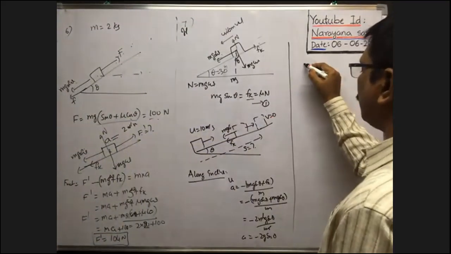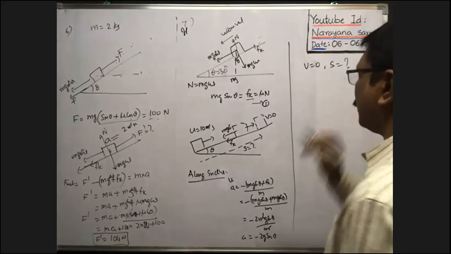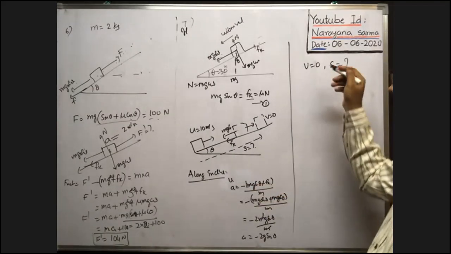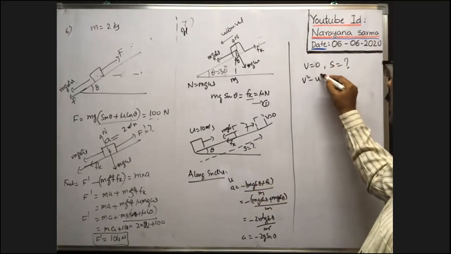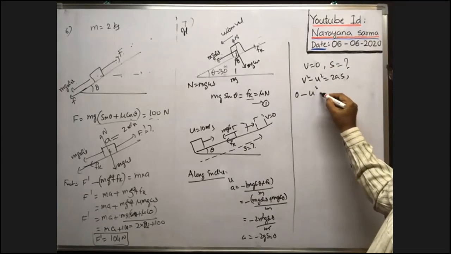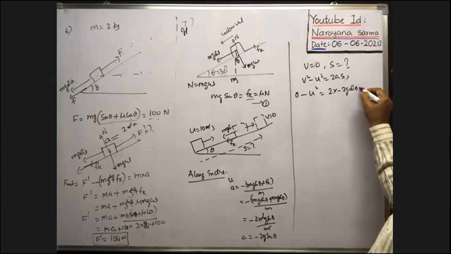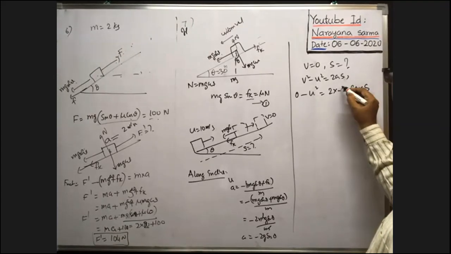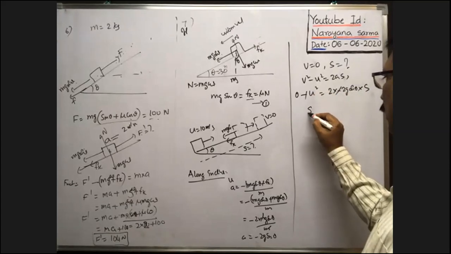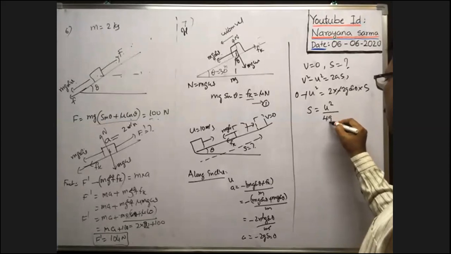Whenever the block comes to rest, the final velocity is 0. After traveling what distance? That is the question. What is the relation among them? From v square minus u square is equal to 2as. Here v is 0, u is u, so u square. 2, a is minus 2g sin theta, into s. We have to find s. Minus minus cancel. Therefore, the distance traveled before coming to rest is equal to u square by 4g sin theta.